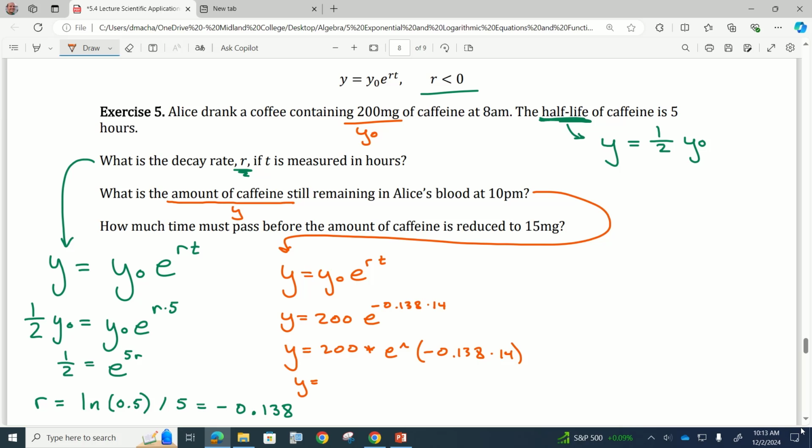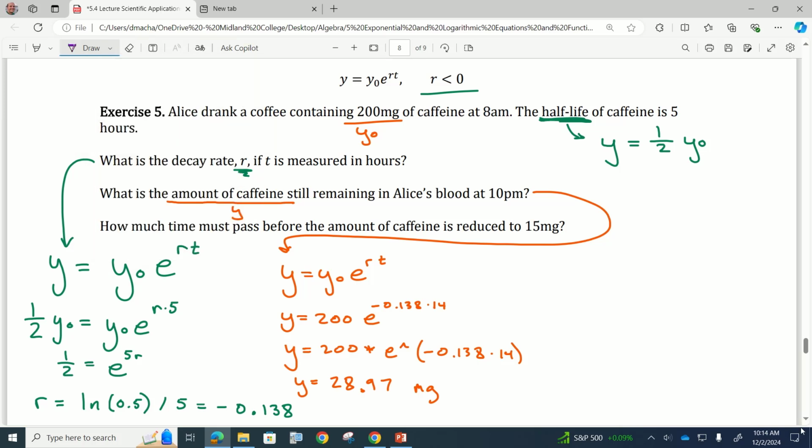You said 20? 28.97. Okay, that's funny. In my previous class, they got a different number, so they did it wrong, because I see multiple students here have gotten the same thing. So I'm sure this is right. I'm sure my last class was wrong. Anyways, this is milligrams. That's how many milligrams of caffeine are still left at 10 p.m. So it's about 15% of what she originally drank in the morning.